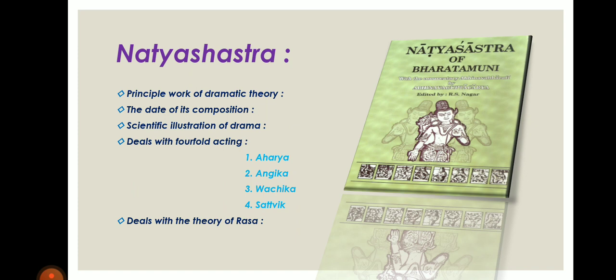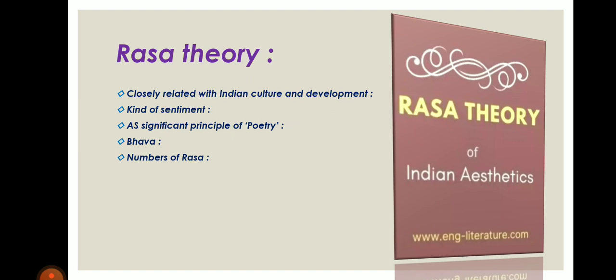The nature of drama, origin and objective of drama, language, structure, technique, character, type and dialogue writing of drama are some points which are included in the Natya Shastra. Natya Shastra also deals with fourfold acting: Aharya, Angika, Vachik and Satvik. These fourfold objectives deal with the actor, selection of character, director, hero, the committee of judges and successive performance. And as we know, it deals with the theory of rasa. So let's know about rasa theory.